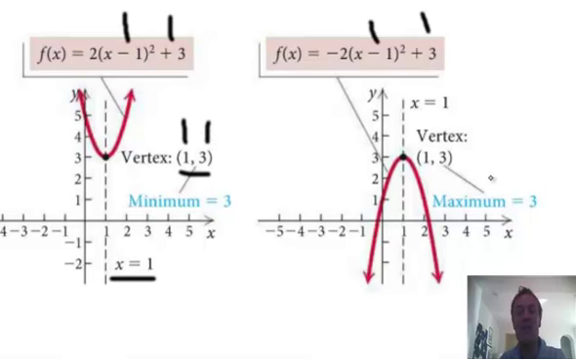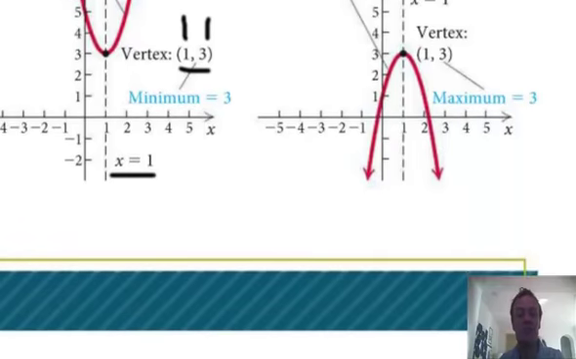This is the same thing, but this has a maximum because it's a negative 2 in front of everything, right here. So you're going to have the same vertex, the same axis of symmetry, the same maximum, but it's just an upside down parabola.